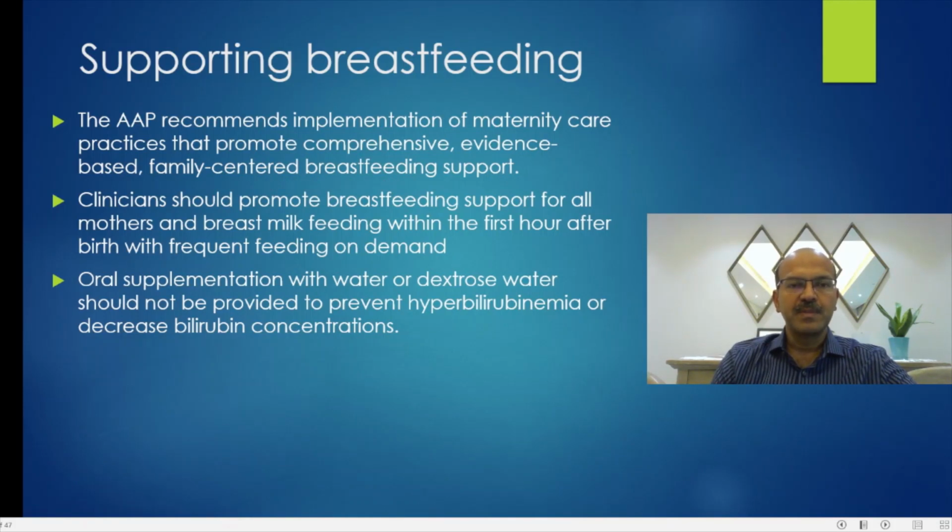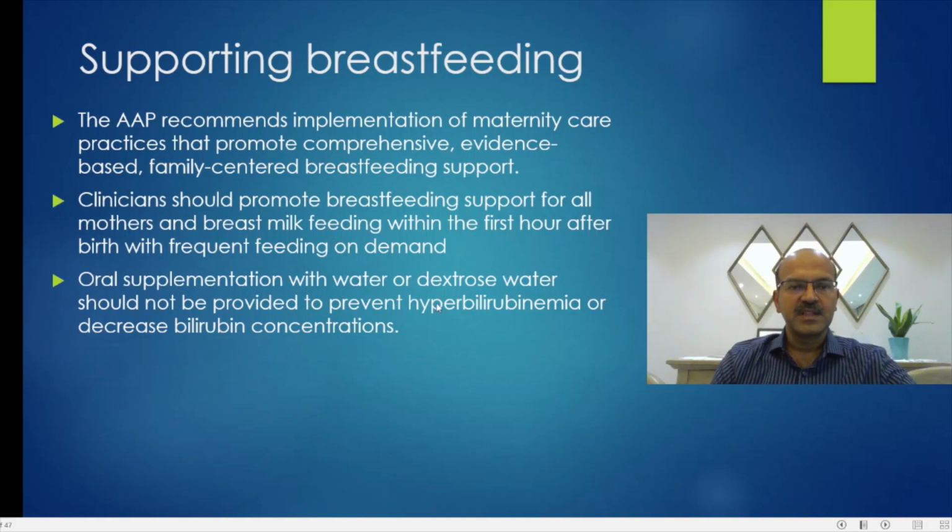So it should be built in as routine, whether your baby goes in for baby friendly certification or not. We should all follow baby friendly practices. Nothing will beat breast milk, and we should do our best to support breastfeeding for all the mothers. The clinician should promote breastfeeding support for all the mothers and breast milk feeding within the first hour after birth, with frequent feeding on demand.